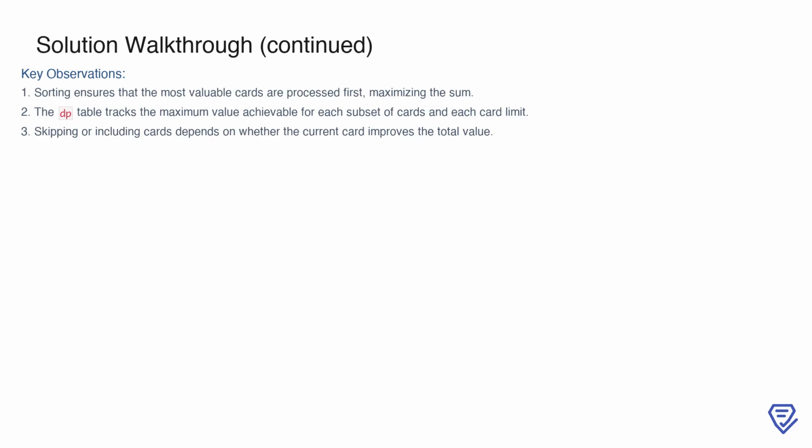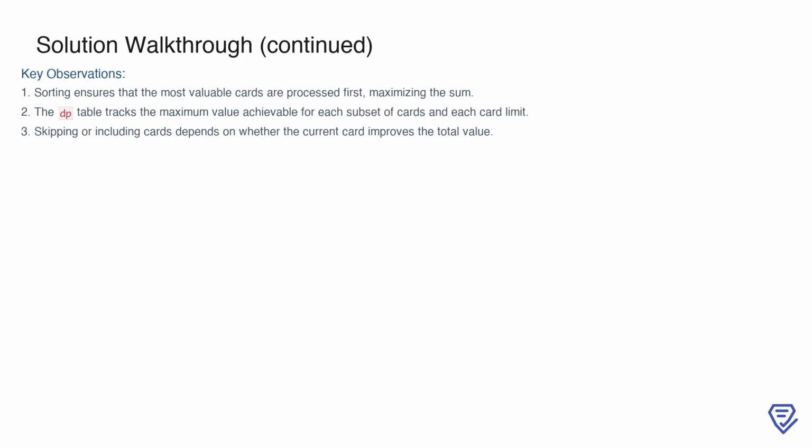Since the array is already sorted in descending order, no rearrangement is needed. The DP table, initialized as a 4x4 matrix, is updated progressively as each card is considered. With 3 cards and a maximum of 3 selections, we can include all the cards, resulting in a total value of 60, stored in DP[3][3].